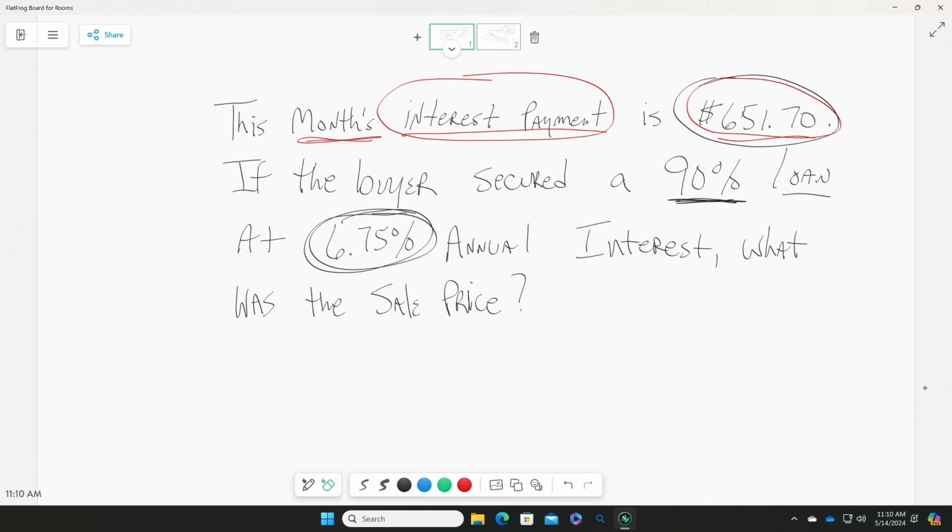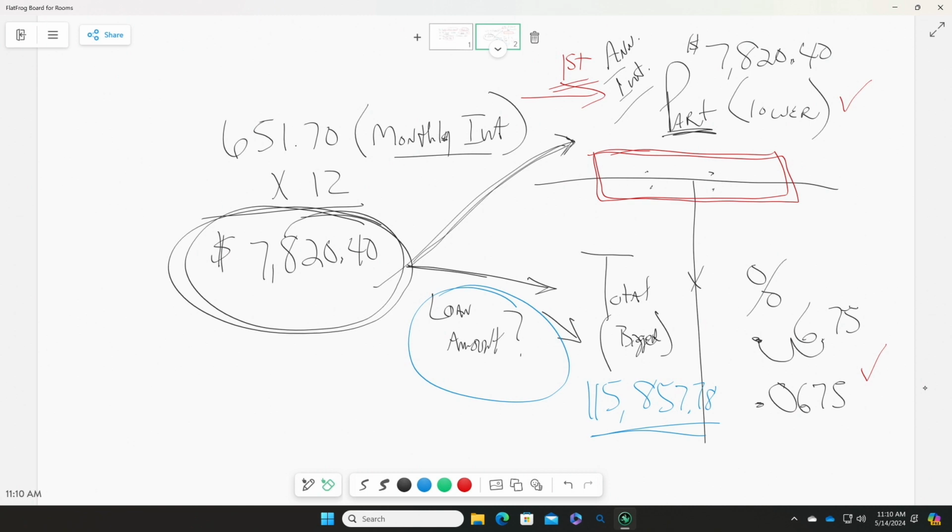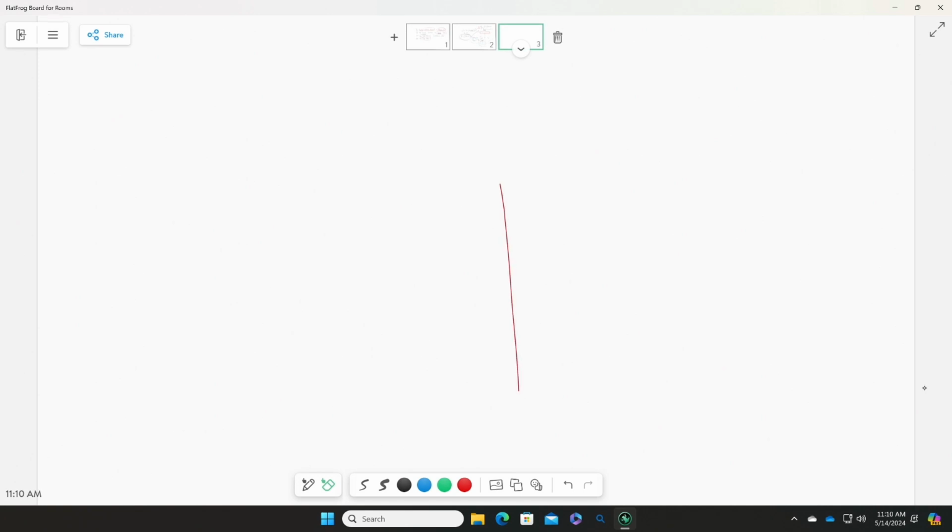However, what do they want us to answer in the problem? What was the sales price? Do we know the loan to value ratio? Yes, it was a 90% loan. So now let's go back over here, and we want to work a new T problem. Put your math symbols on the problem, because remember, if we have both the bottom ones, our math tells us to multiply.